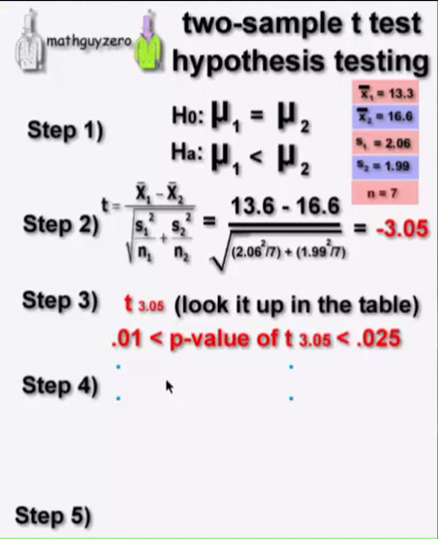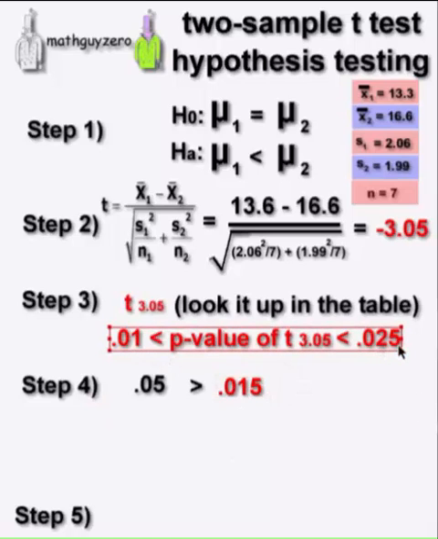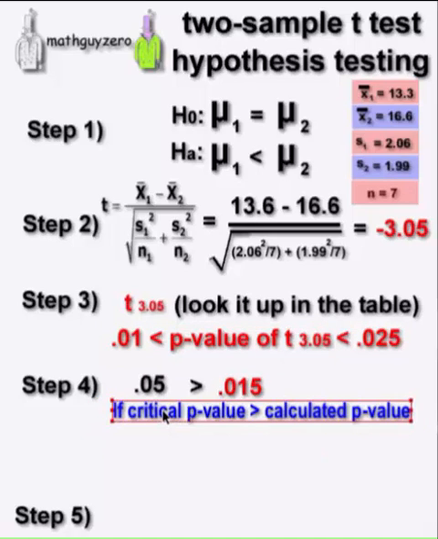Next thing we have to do is compare it to the critical value. So 0.015, which is between 0.01 and 0.025. I was just giving an estimate in there, so it's easier to work with. And that tells us, yeah, the critical p-value is greater than that, so we would reject the null with this one.